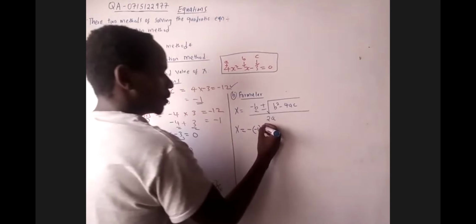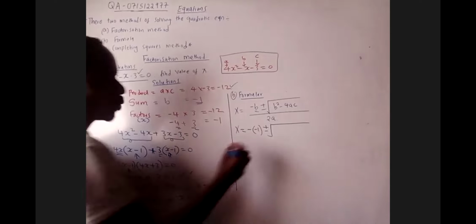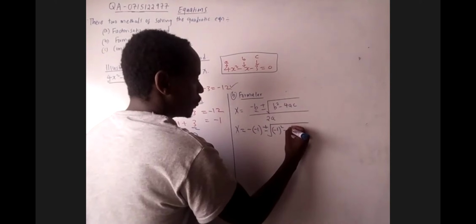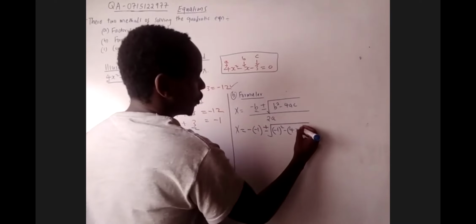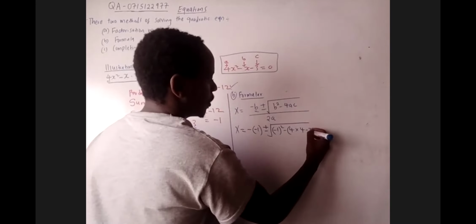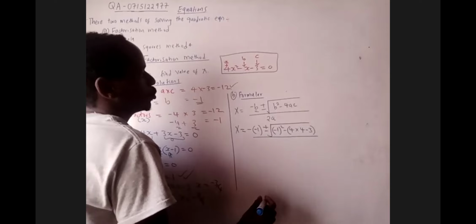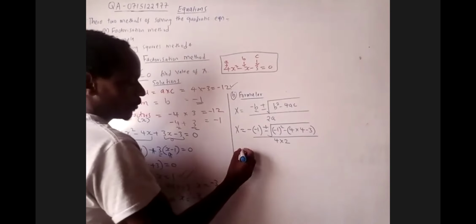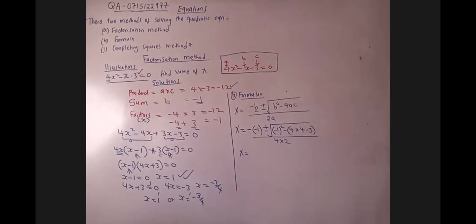Then plus or minus the square root of b squared, so the minus 1 squared, minus 4 times a, any 4, times c, the minus 3. Then you divide everything by 2a, so 2 times 4. So find the value of x.